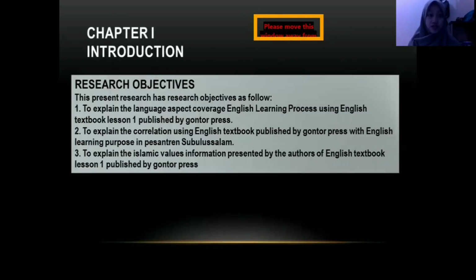Chapter 1, Introduction. Research Objectives. This present research has research objectives as follows. First, to explain the language aspect coverage in the English learning process using English textbook, lesson 1 published by Gontor Press. And the second is to explain the correlation of using the English textbook published by Gontor Press with the English learning purpose in Pesantren Subul Salam. And the last is to explain the Islamic values information presented by the authors of English textbook lesson 1 published by Gontor Press.